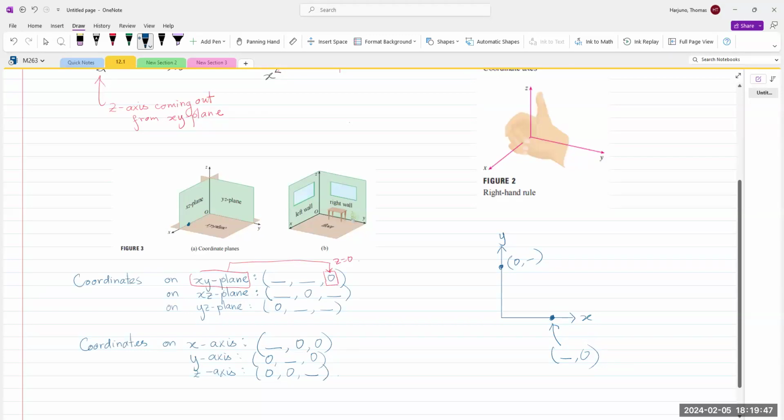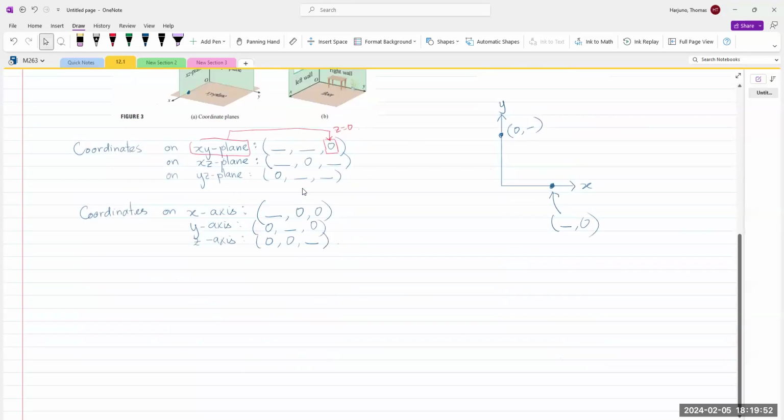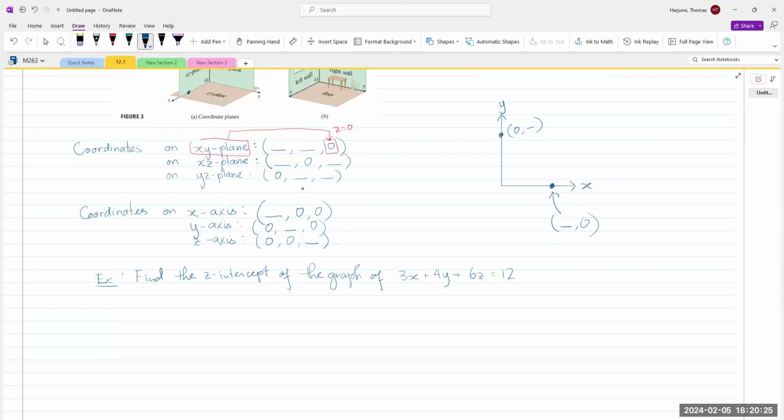Okay, now please do not underestimate this statement though, because when I have an equation, let's say for example, a little example, find the z-intercept of the graph of, let's say, 3x plus 4y plus 6z equals 12. How to find the z-intercept?